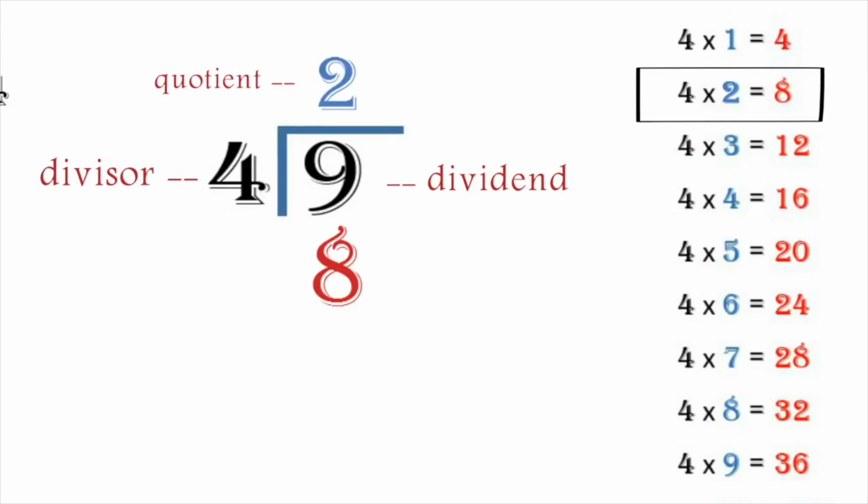The final step is to subtract the 8 from the 9 to get the remainder of 1. So we can write our final answer as 2 remainder 1.